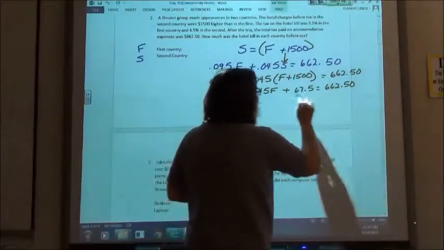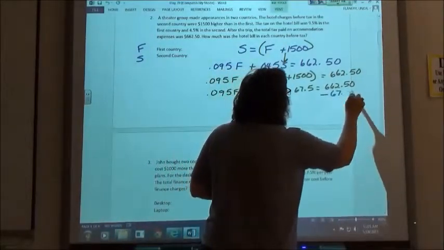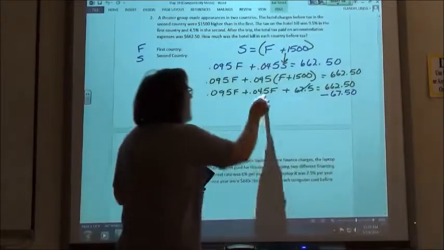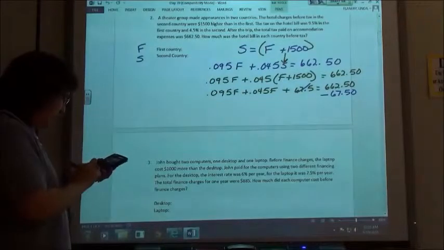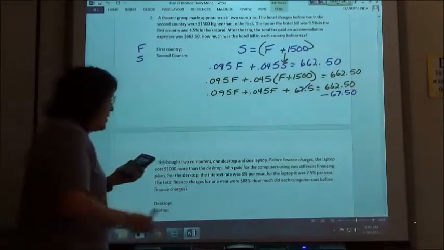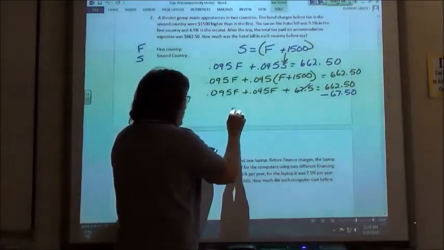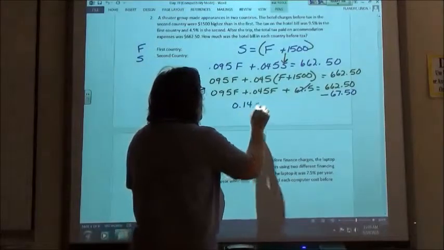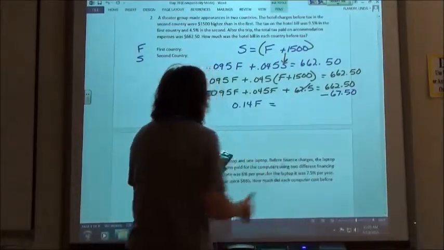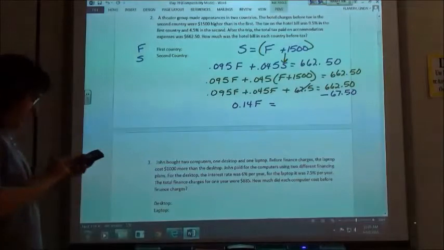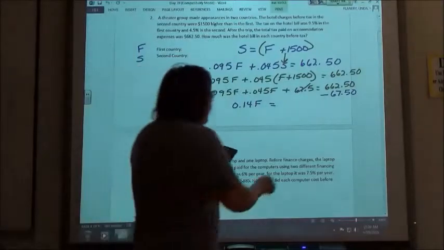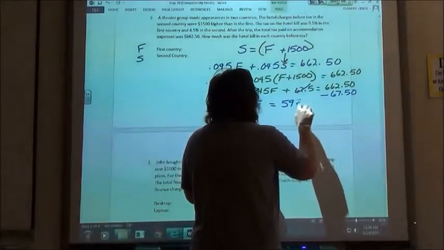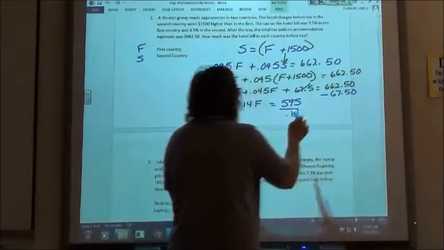This needs to come over here, so I'm going to subtract my $67.50 and combine my like terms. 0.095 plus 0.045 is 14%, so 0.14F equals $662.50 minus $67.50, $595. And then I'm going to divide it by my 14%.